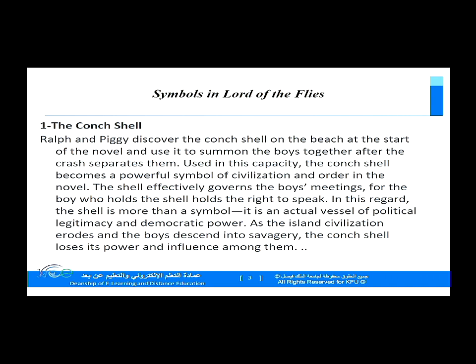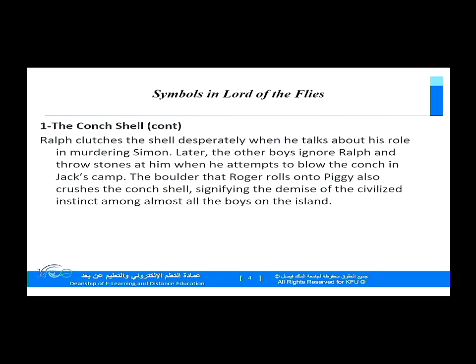As the island civilization erodes and the boys descend into savagery, the conch shell loses its power and influence among them. So this tool, this instrument that in the beginning had a central role to play in organizing meetings and organizing democratic coexistence between these kids, quickly, as they descend into savagery, loses its central place in the group.